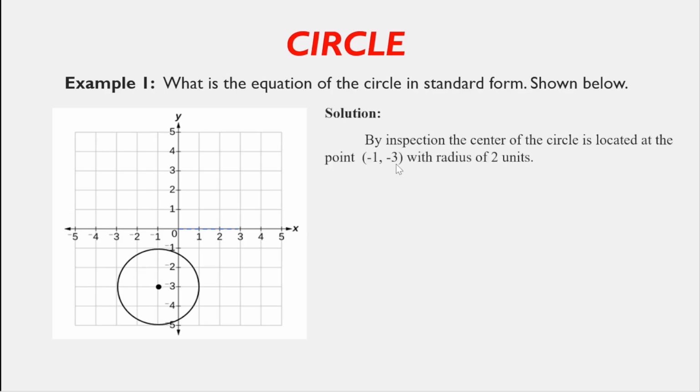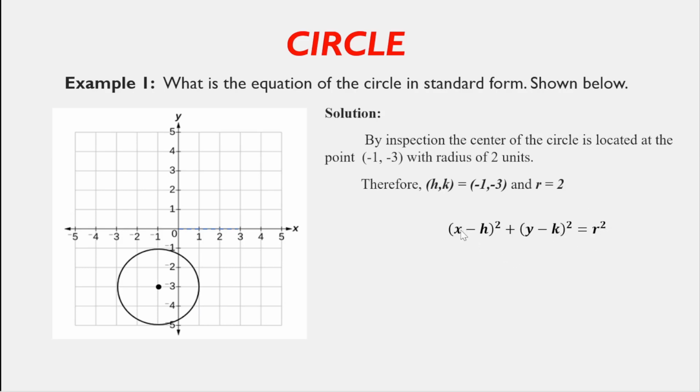In this case, by inspection, the center of the circle is located at the point (-1, -3) with a radius of 2 units. So therefore, our coordinate (h, k) will be (-1, -3), and our r is equal to 2. So substituting now the value for h, which is -1, and the value for k, which is -3, into our standard equation.